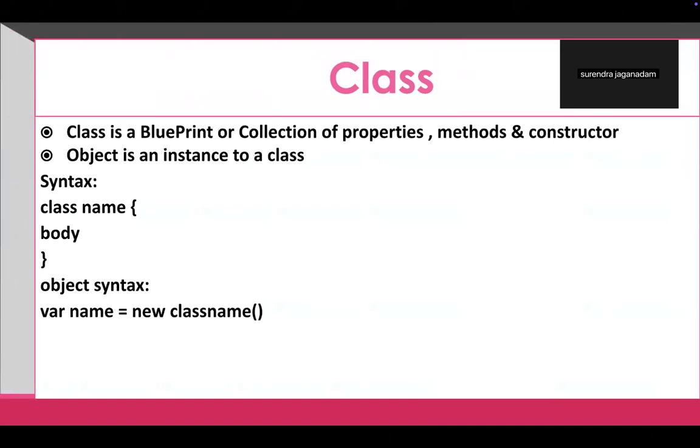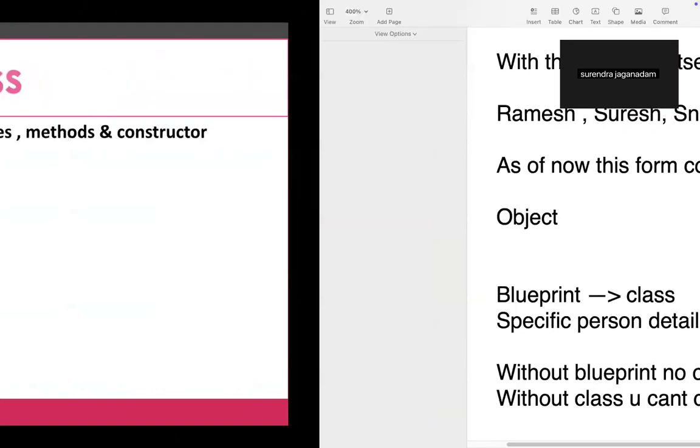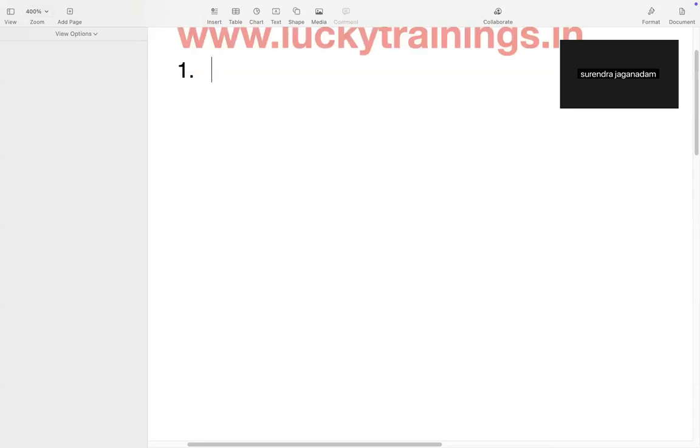That's perfectly all right. Then, Surendra, you have also mentioned that a class contains properties, methods, and constructors. What are all these things? So, let us talk about properties. Properties are variables. Whatever variables we define, we call them properties.